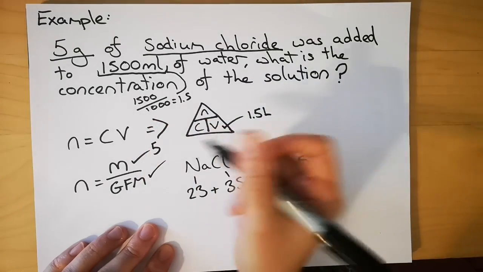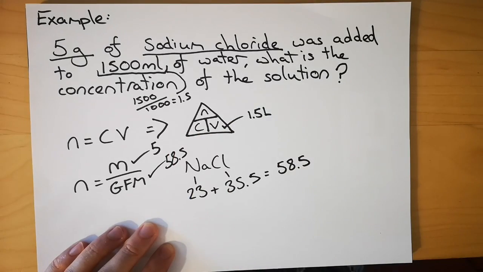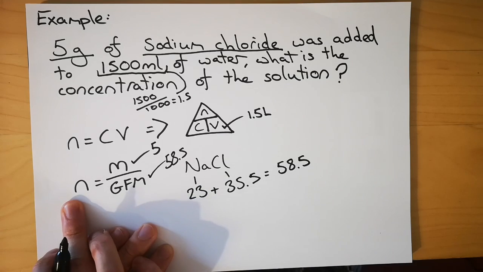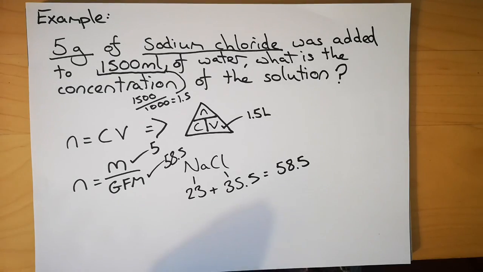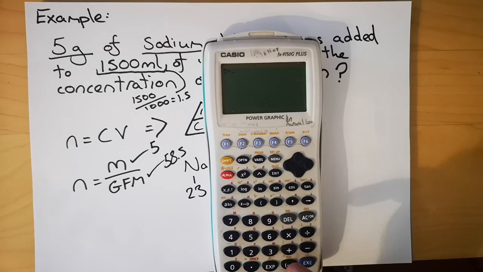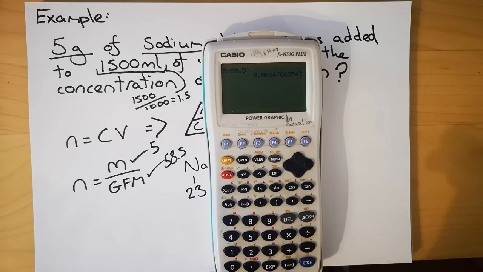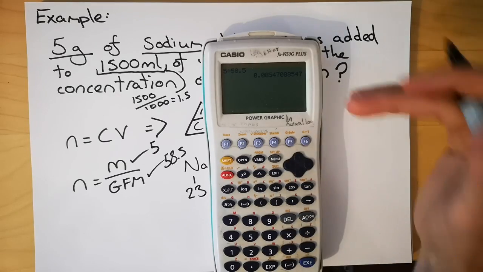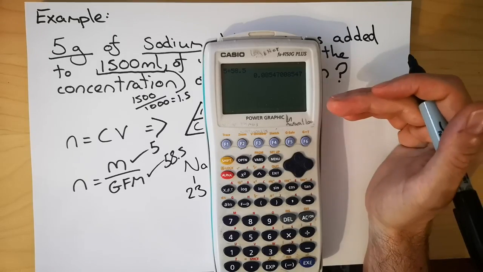So now I do have my GFM. My mass was 5 and my GFM was 58.5. Now what I need to do is work out the number of moles that I actually have. So all I've got to do is take 5 and divide it by 58.5, and that gives me 0.0854, lots and lots of decimal points. I don't want to simplify that yet. I actually want to keep that.